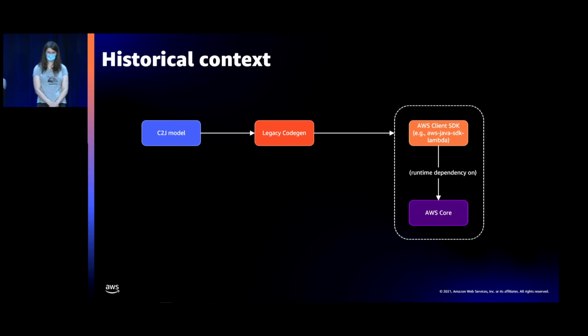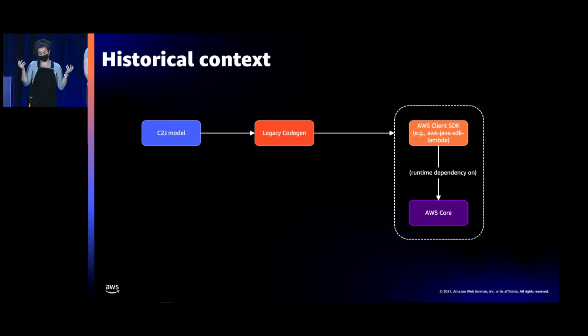Some historical context. So the older SDKs, meaning most likely any SDK besides our 3, and a couple others, were built in this way. So there was a C2J model. C2J stands for Coral to JSON. Coral was our internal schema. Fortunately, it's not public. But it was a schema, or DSL language, whatever you want to call it. And then we had a legacy code generator that we would run the model through. And then it would spit out a client SDK.